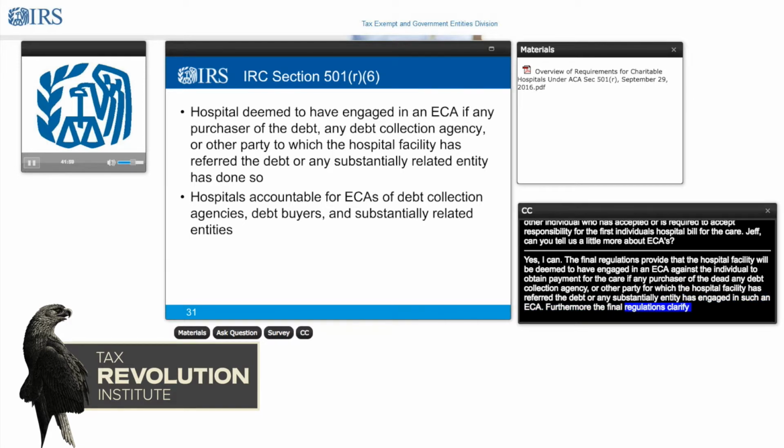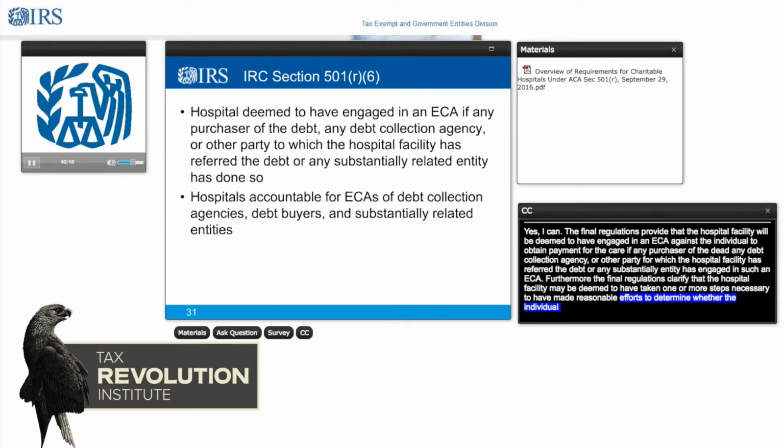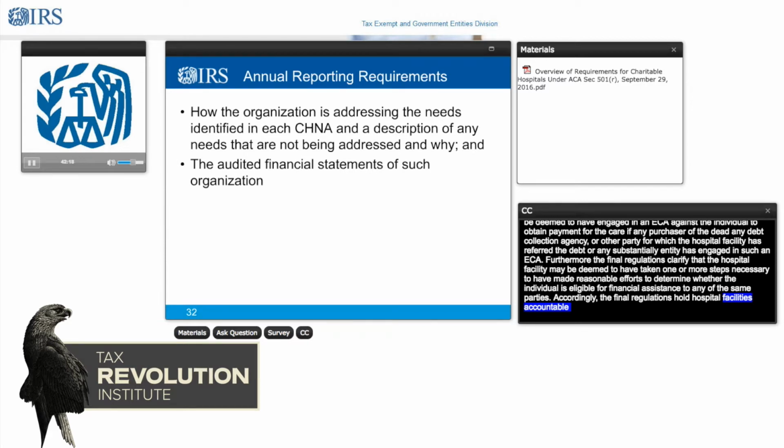Furthermore, the final regulations clarify that the hospital facility may be deemed to have taken one or more steps necessary to have made reasonable efforts to determine whether the individual is eligible for financial assistance through any of these same parties. Accordingly, the final regulations hold hospital facilities accountable for the ECAs of debt collection agencies, debt buyers, substantially related entities, anyone else to whom they refer or sell the patient's debt. Cheryl?